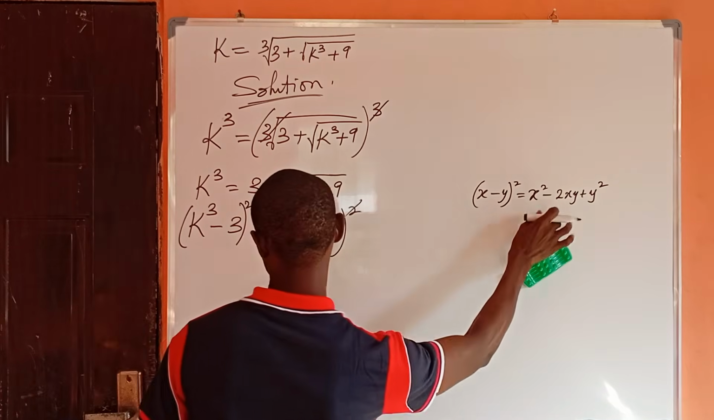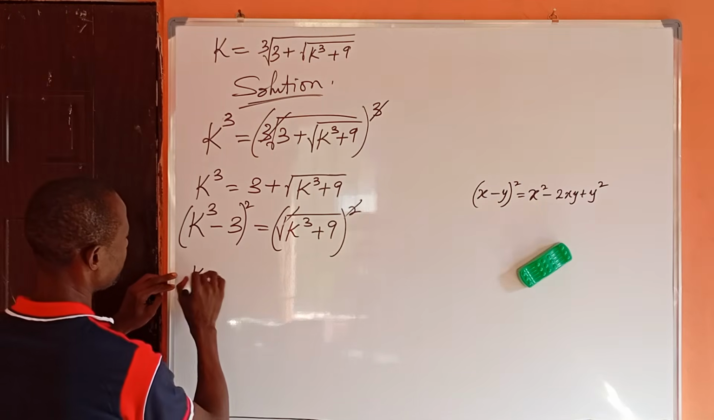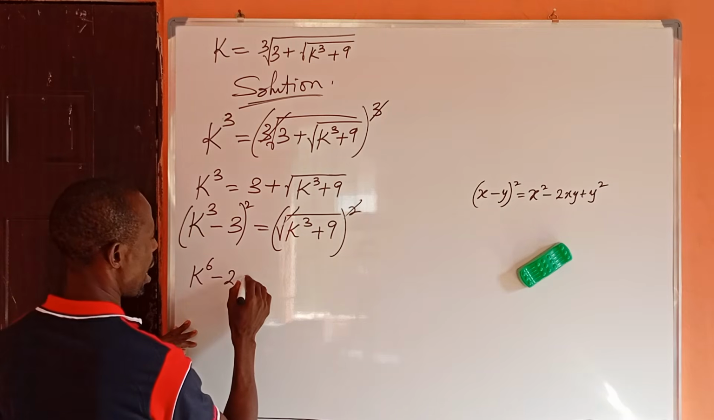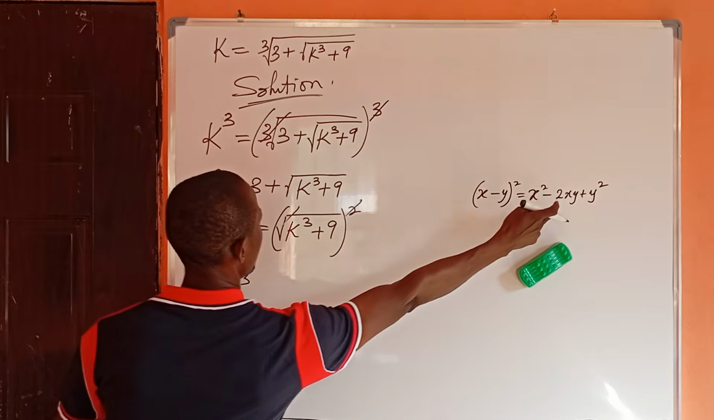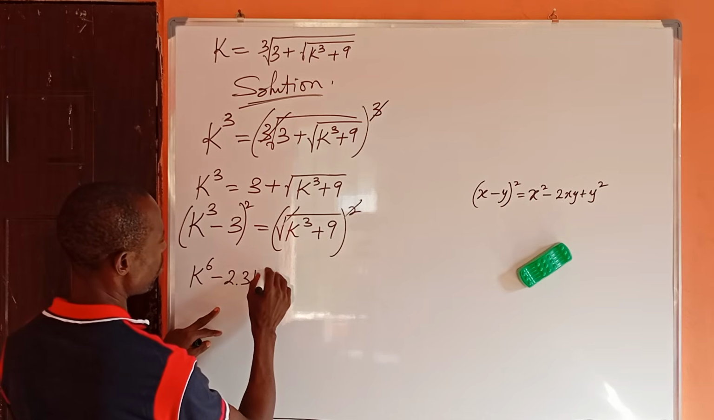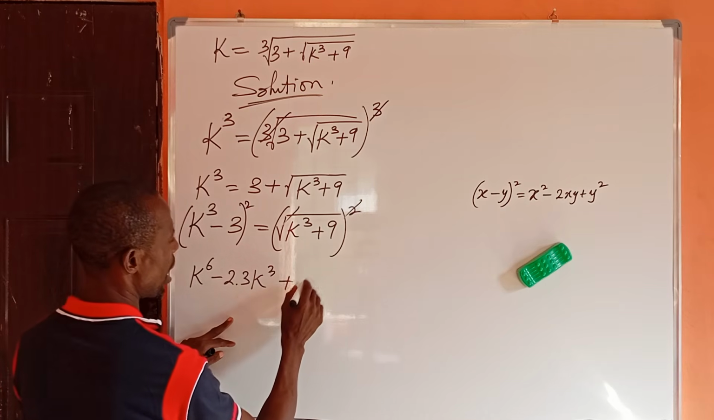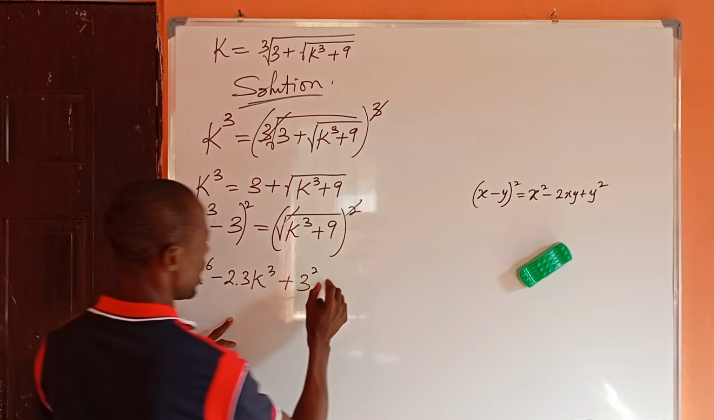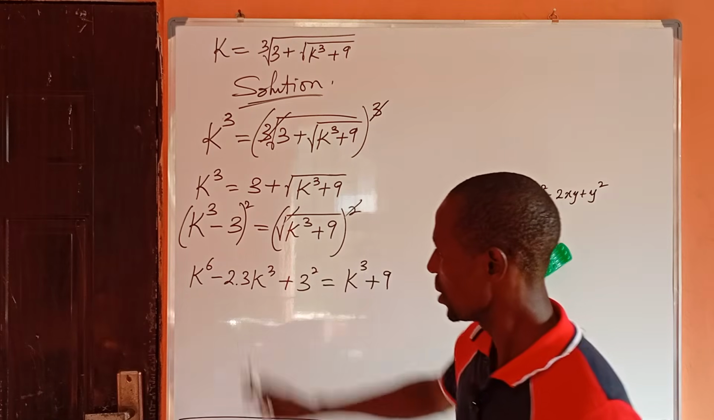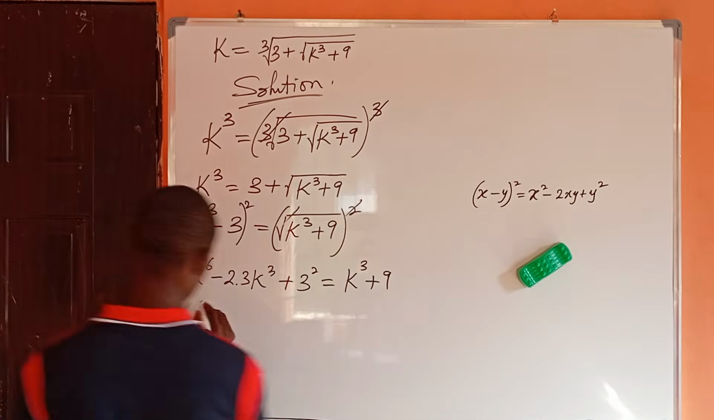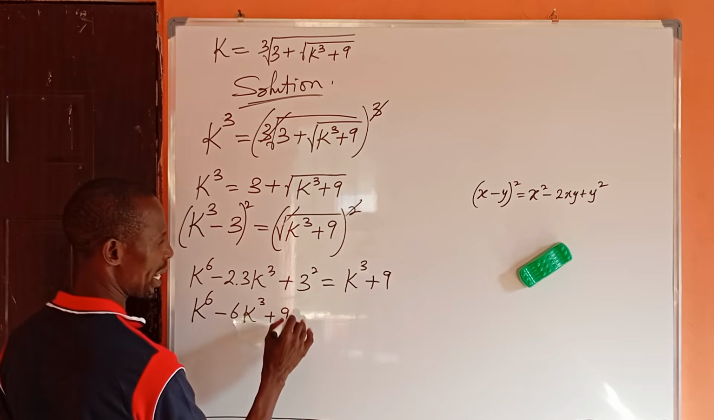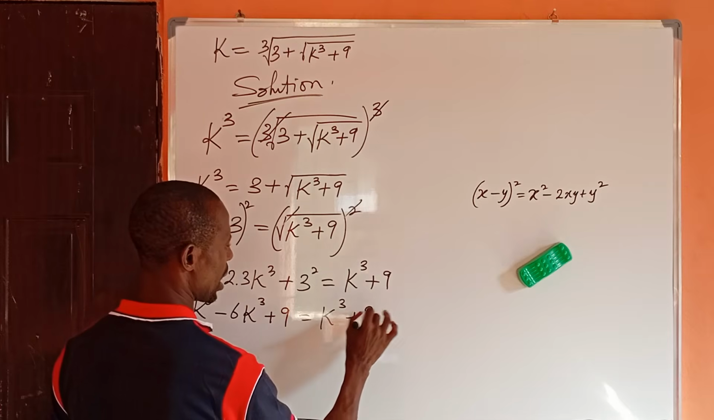So if we apply this identity, it is going to give us k raised to the power of 6, then minus 2 times 3, because y here is 3, times k raised to the power of 3, then plus 3 raised to the power of 2, equal to k raised to the power of 3 plus 9. Easy. So we can multiply this out. This is going to give us k raised to the power of 6 minus 6k raised to the power of 3 plus 9 equals k raised to the power of 3 plus 9.